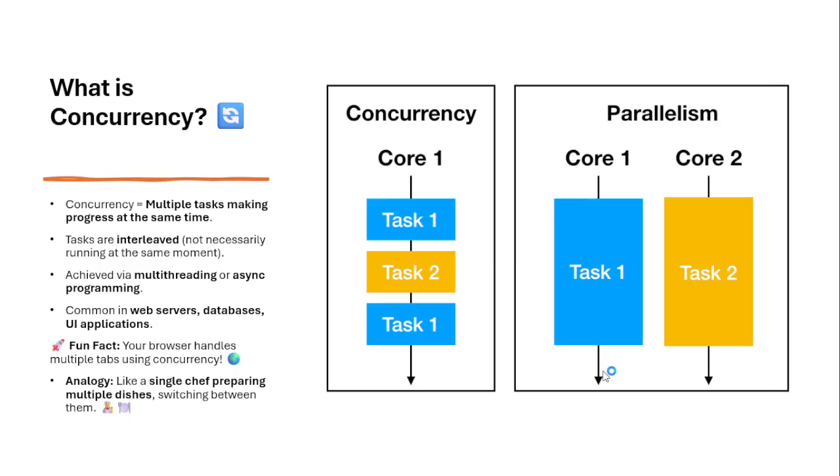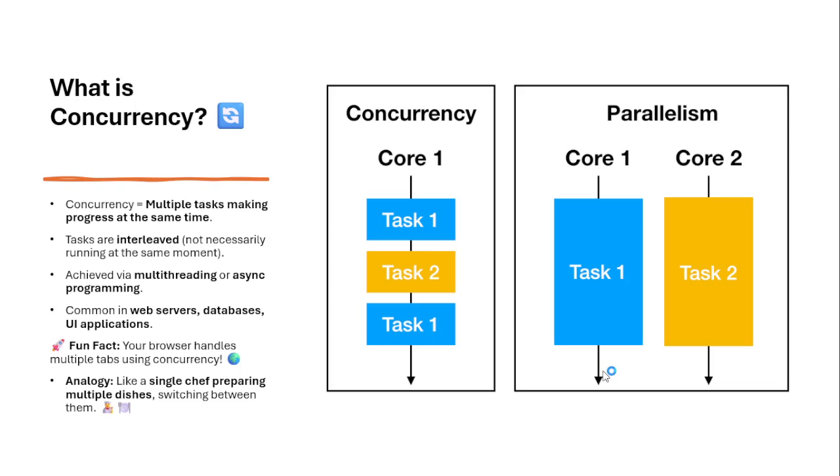Today we'll be talking about concurrency and parallelism. We'll start with concurrency. Have you ever wondered how a computer juggles multiple tasks at once? From running a web browser with multiple tabs to handling background tasks like downloading files, this is all possible due to concurrency.